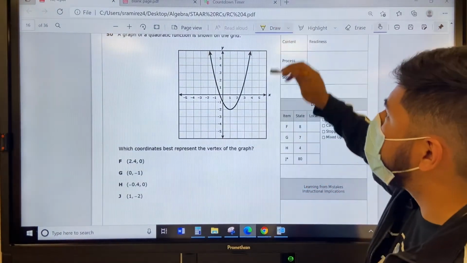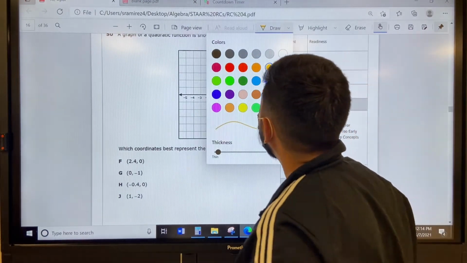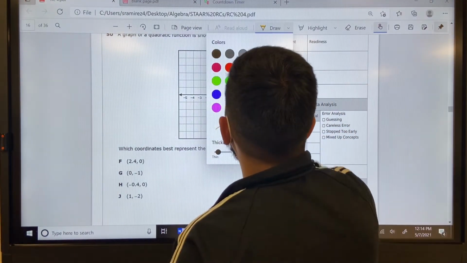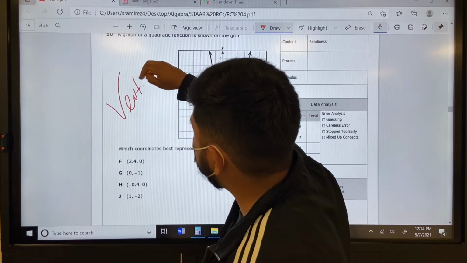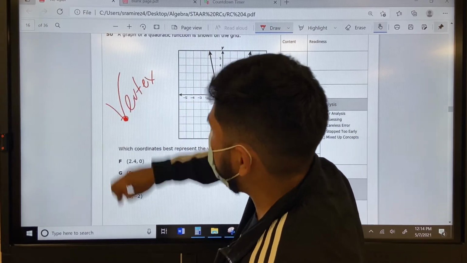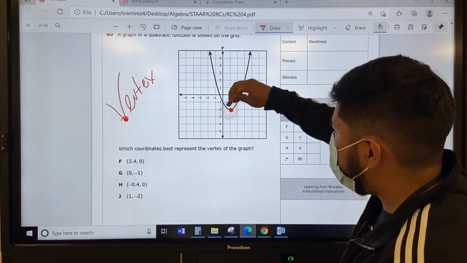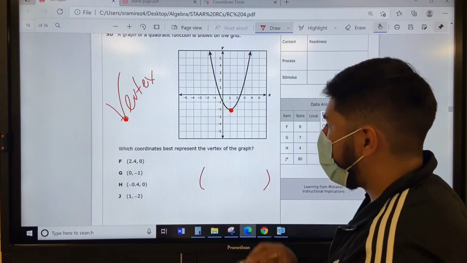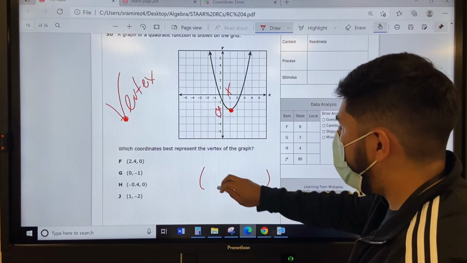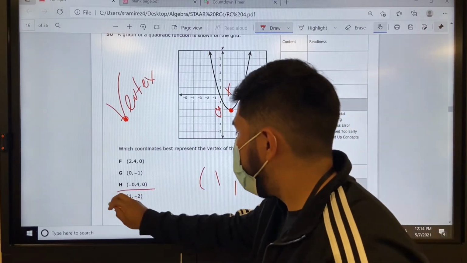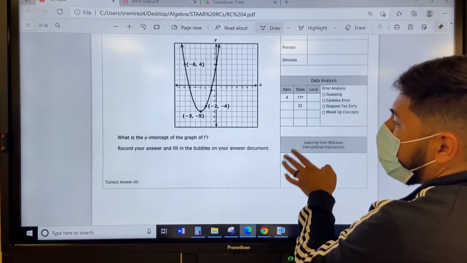What are the coordinates of the vertex? I can't tell what color that is, man. I hate being colorblind. Vertex. Bottom of the point. Vertex. Bottom of the point. Be careful. X, y: 1, -2. Done this. We're all stars.